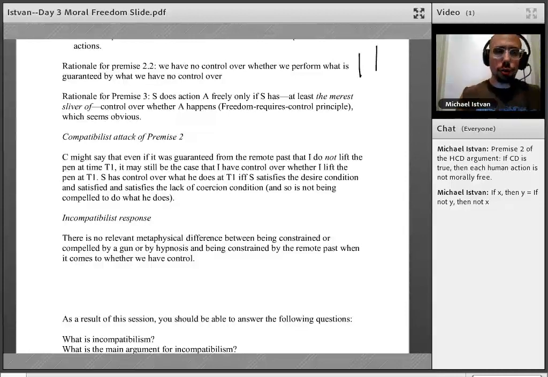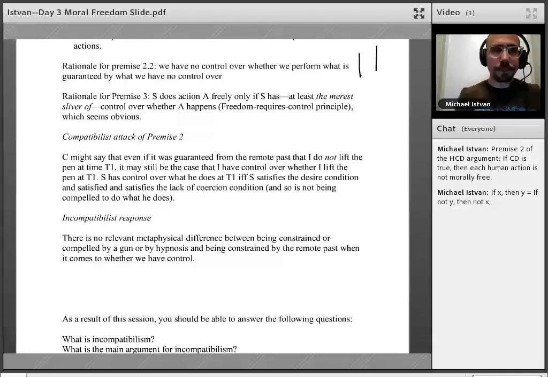It's premise 2. Compatibilists, just like they are prone, sometimes at least, to attack the transfer principle for lack of ability, are also prone to attack the transfer principle for lack of control. A compatibilist might attack the transfer principle for lack of control, and thus attack premise 2, because premise 2 is just an articulation of that. Compatibilism might say that sometimes we do have control over what we do, even if all our actions are guaranteed by the remote past that we have no control over.